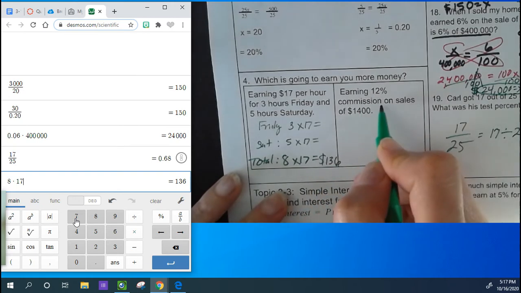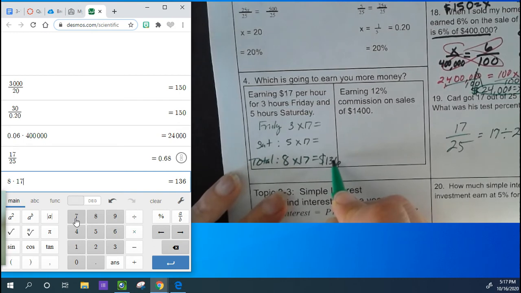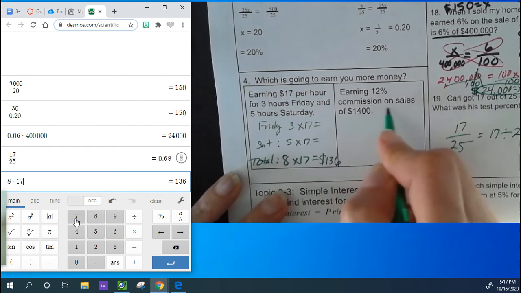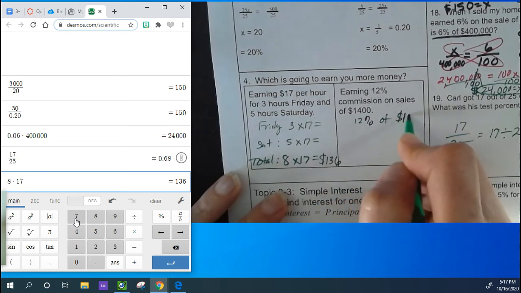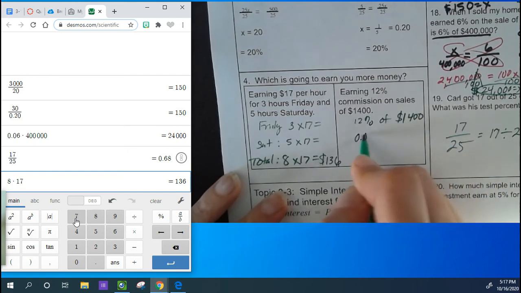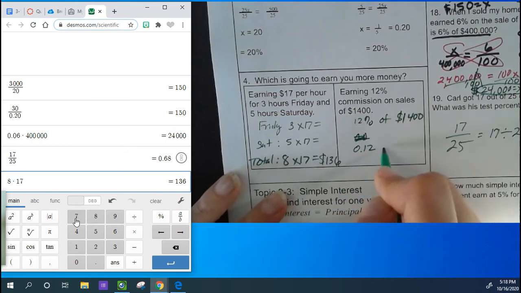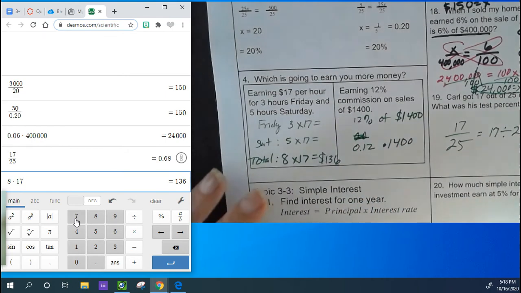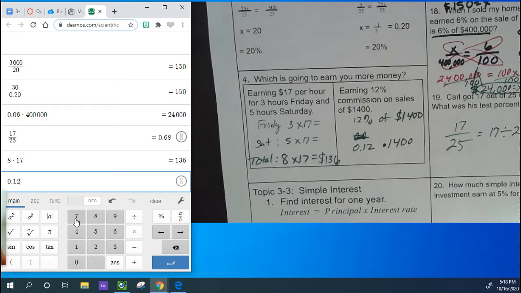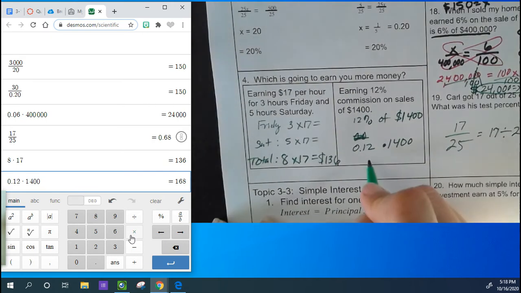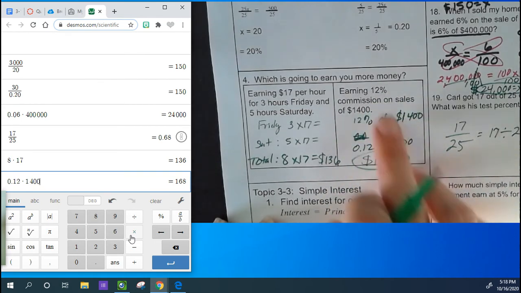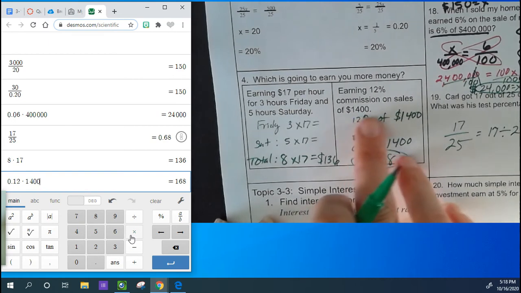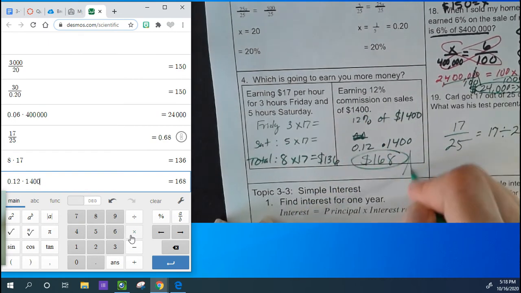And then what would be better? That or earning 12% commission on this much of sales. 12% of, okay, so that would be 12 hundredths times 1400. Times 168. Okay, so this would give him more money, making the 12% commission. As long as he can get this much in sales, he would make better money doing it this way.